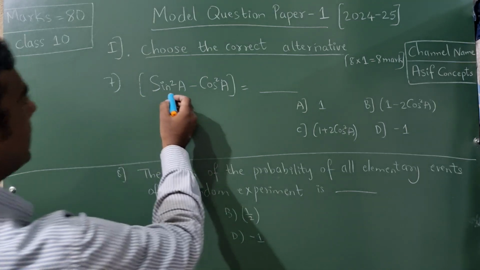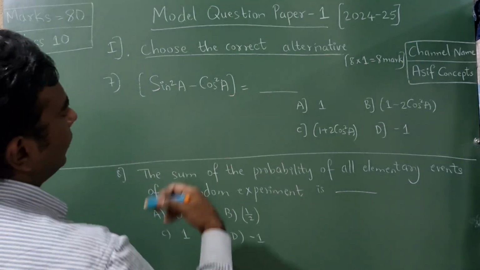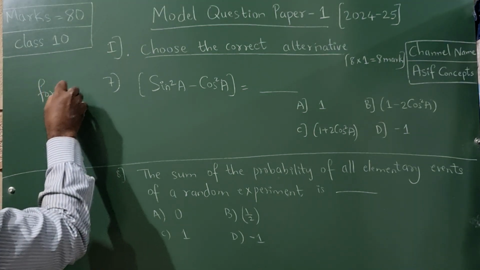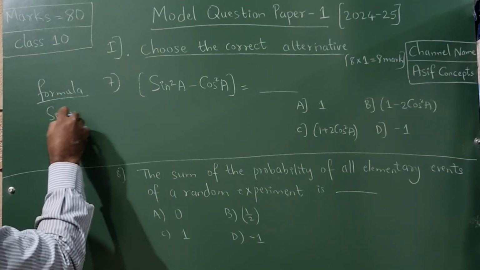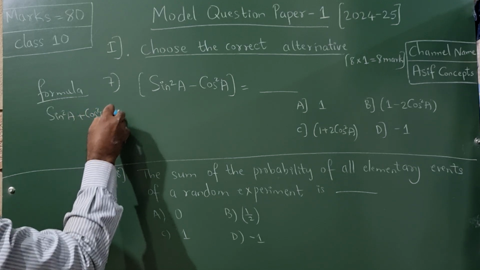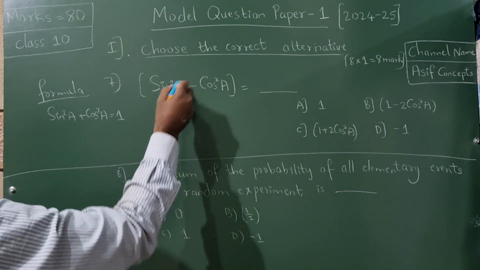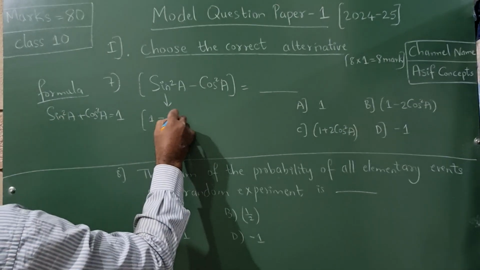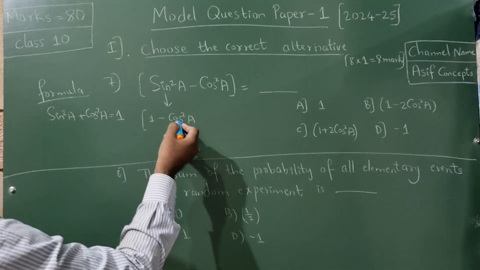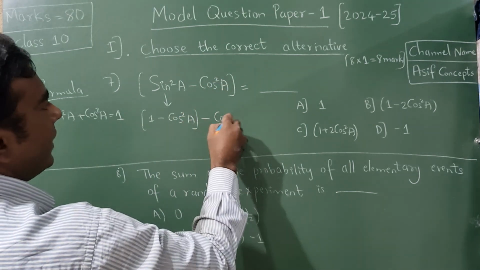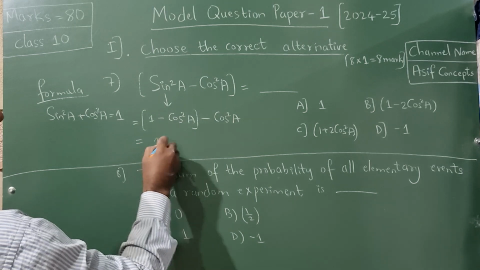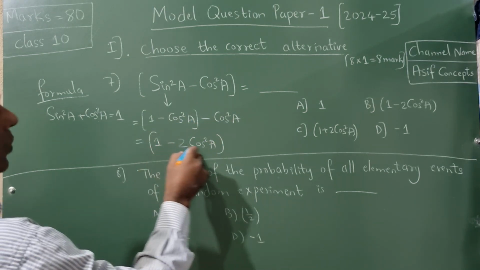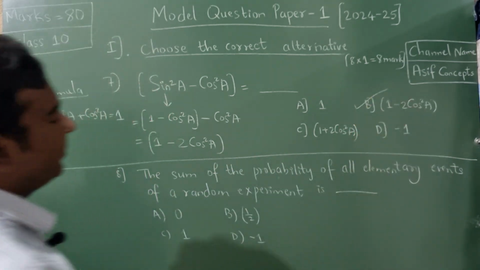Now the seventh question is: sine square A minus cos square A is equal to, which one is the correct option? As you already know the formula, sine square A plus cos square A is equal to 1. This sine square A can be written as 1 minus cos square A, since if cos square A goes to the right hand side, it becomes minus. Then I write the minus cos square A as it is. So 1 minus, how many cos square A are there? 2 are there. So the answer is 1 minus 2 cos square A. The correct option is B.